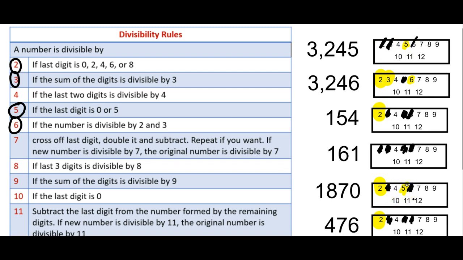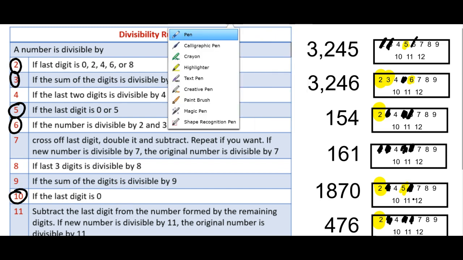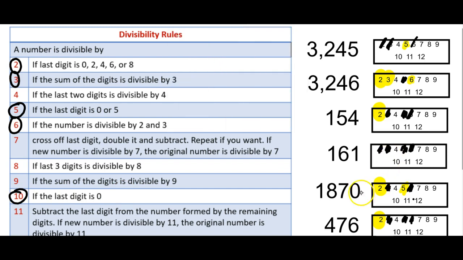Another common one is the 10. Let's look at the 10. If the last digit is 0, well, there's only one right here that the last digit is 0, so this is the only number on here that's divisible by 10. All these others, the 10 gets marked off.